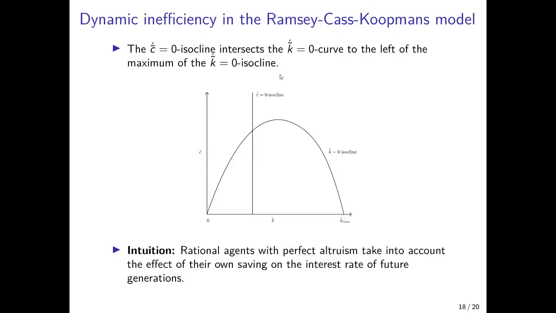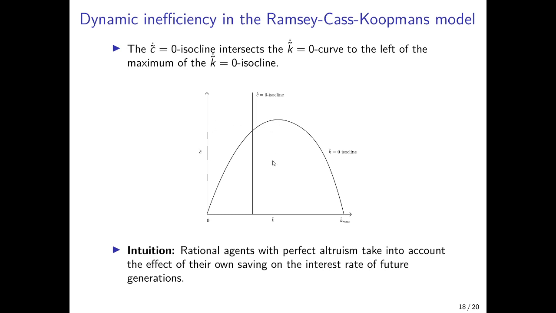This can be shown graphically by our two isoclines, the C tilde dot 0 isocline and the K tilde dot 0 isocline. We've said already that the C tilde dot 0 isocline always intersects with the K tilde dot 0 isocline to the left of the maximum of the K tilde dot 0 isocline, and that's a consequence of what we've just discussed. So we will always have the steady state at a capital stock per unit of effective labor that is lower than the capital stock per unit of effective labor that maximizes the K tilde dot 0 isocline. That would maximize consumption per unit of effective labor.